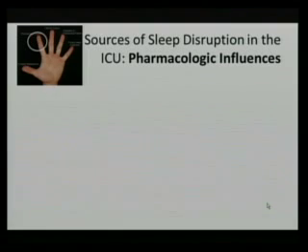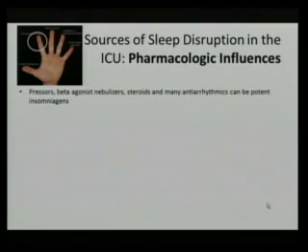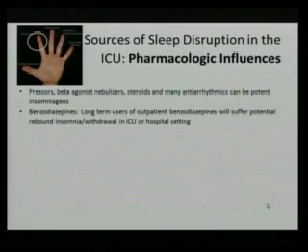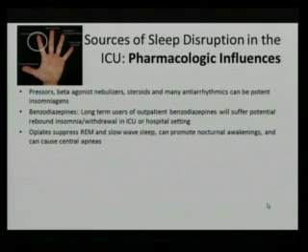In terms of pharmacologic influences, there's a lot of drugs that we give in the hospital that are heavily disruptive of sleep. Pressors, beta agonists. Now, traditionally, pressors aren't supposed to cross the blood-brain barrier, but a lot of illnesses can alter that. Steroids, many antiarrhythmics are profoundly insomniogenic. Turns out that if a patient is being treated long-term with benzodiazepines in the outpatient world, if they are suddenly withdrawn from these medicines in the hospital, they can go into withdrawal. Opiates can suppress REM, they suppress slow-wave sleep, and they can promote nocturnal awakenings and can cause central apneas.